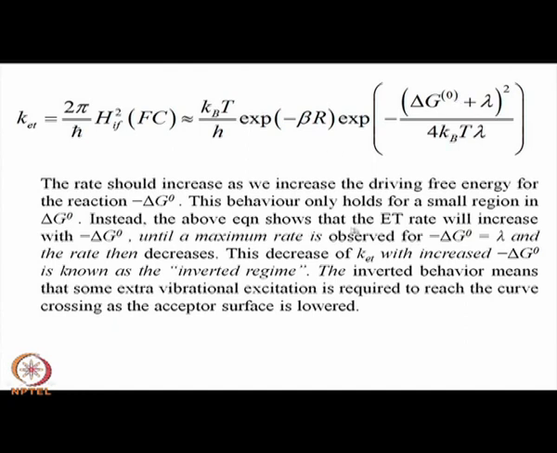So, our equation shows that the ET rate will increase with minus delta G0 until a maximum rate is observed for minus delta G0 equal to lambda, and the rate then decreases. This decrease of KET with increased minus delta G0 is known as the inverted region or inverted regime. This inverted behavior means that some extra vibrational excitation is required to reach the curve crossing at the acceptor as the acceptor surface is lowered.